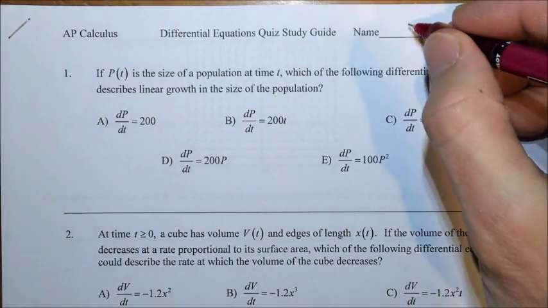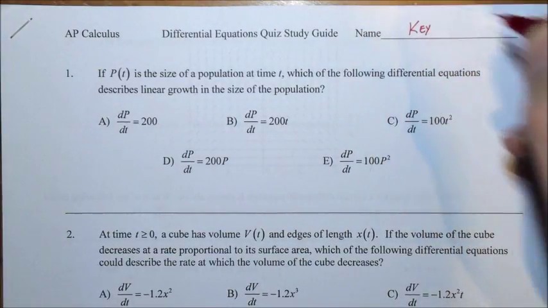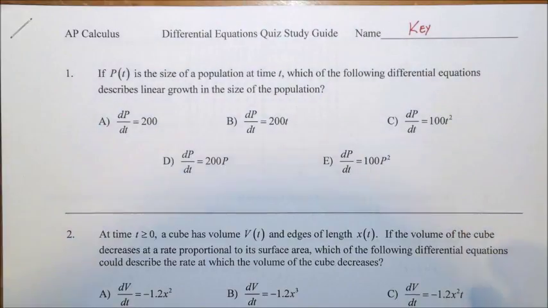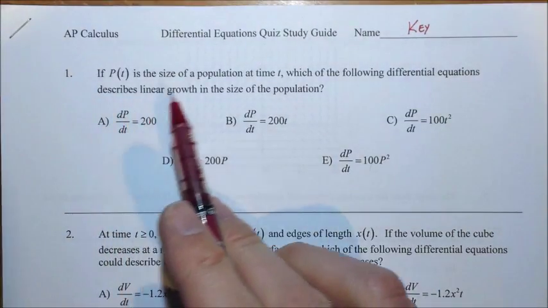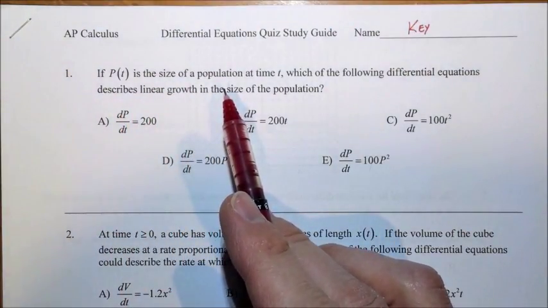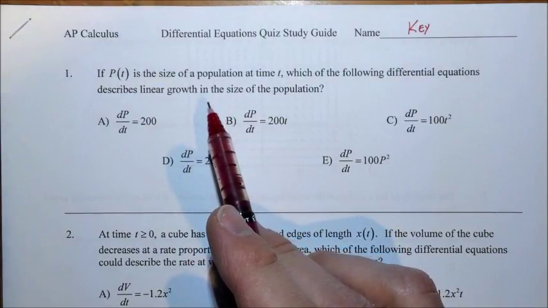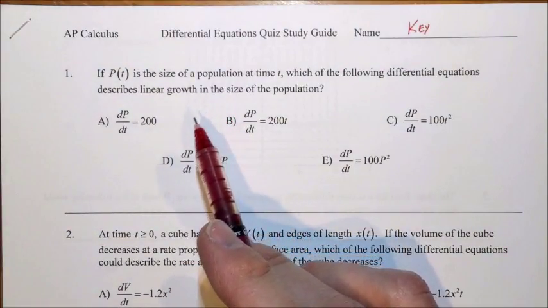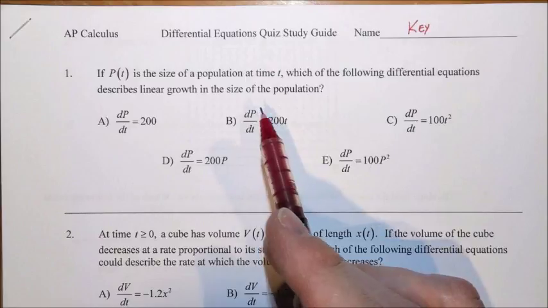Okay, we have our answer key for the differential equations quiz study guide. So question number 1: P of t is the size of a population at time t. Which of the following differential equations describes linear growth in the size of the population?